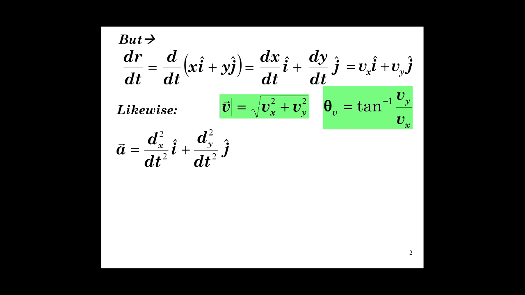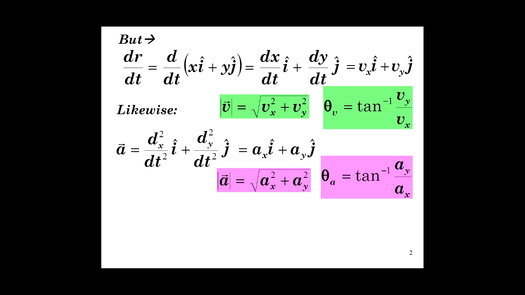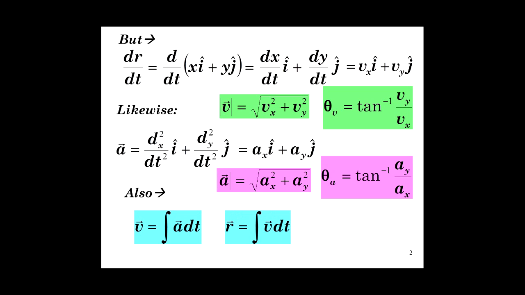So we can extend this to acceleration, the second derivative of x, i, plus the second derivative of y with respect to time, j, ax i plus ay j. Magnitude of a, square root of the sum of the squares, the angle, the direction of the acceleration at any point, inverse tangent of ay over ax. Also we have that v is equal to the integral of acceleration. The position is the integral of the velocity, usually involving components i, j, and perhaps even k.